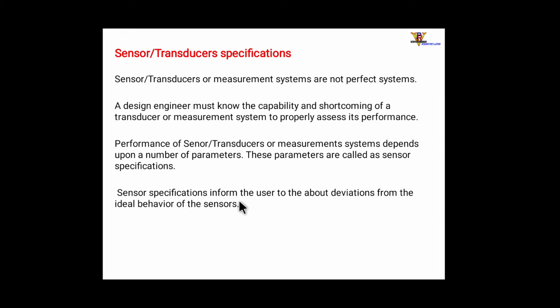Sensor specifications inform the user about deviations from the ideal behavior of the sensors. So sensor specifications tell the user how our sensor's output is behaving, means how much it is deviating from the original value.